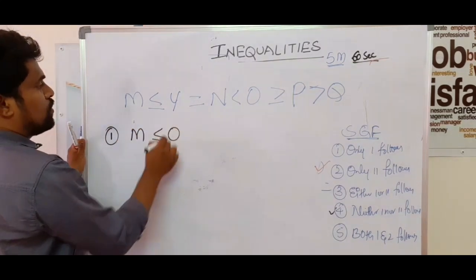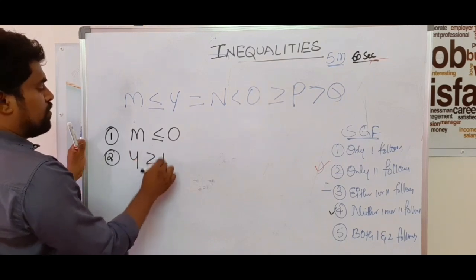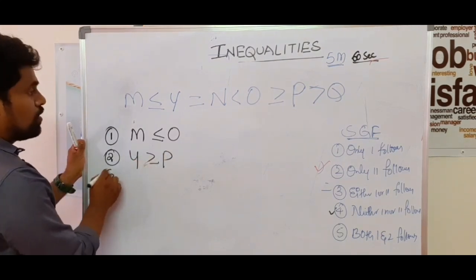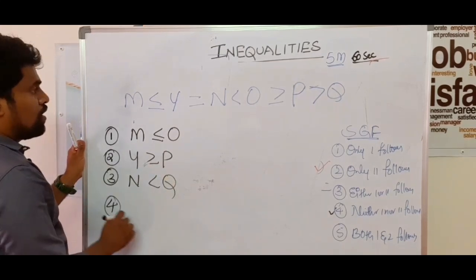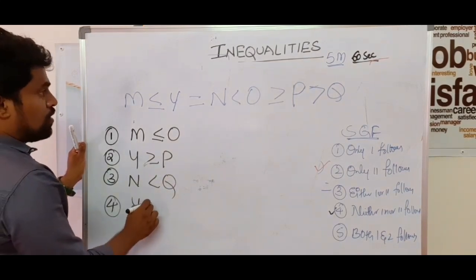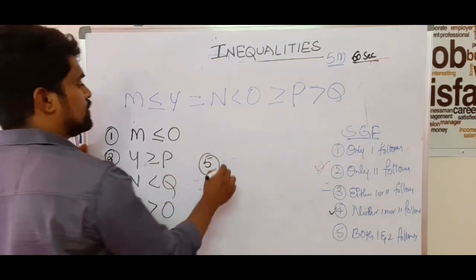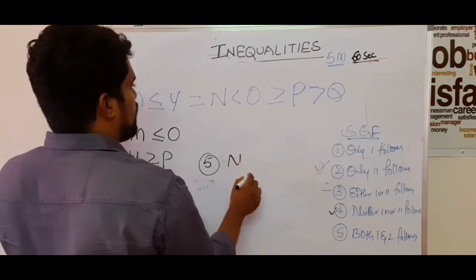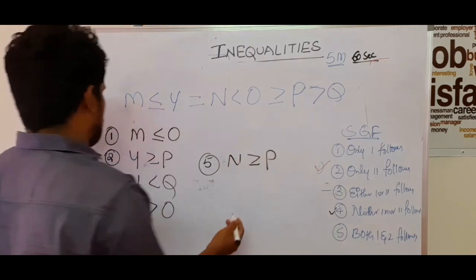M less than or equal to O. Y greater than or equals to P. Third one, N less than Q. And fourth one, Y greater than O. And the fifth one, N less than or equals to P.